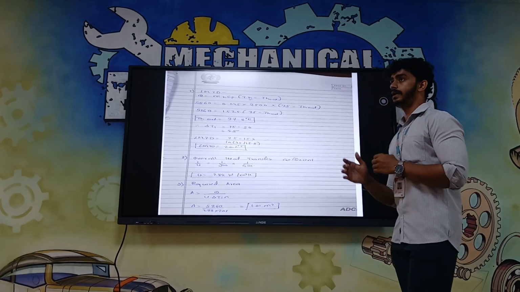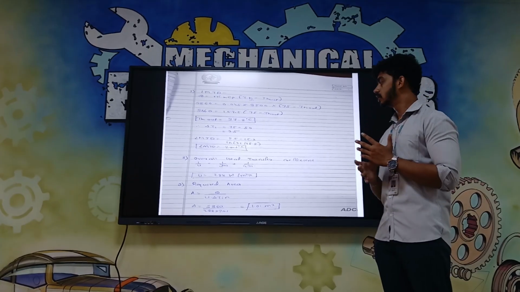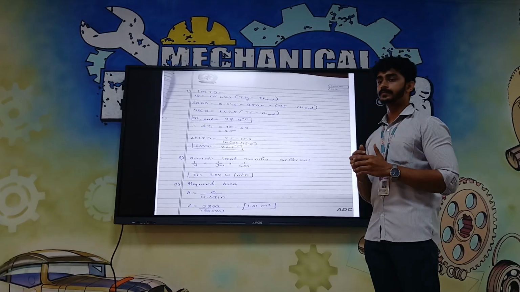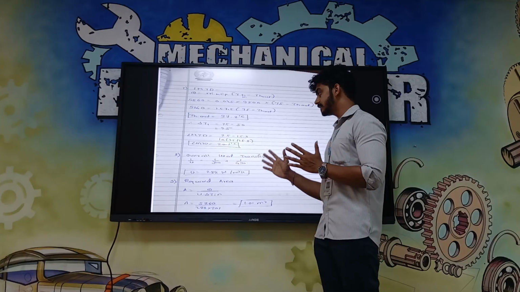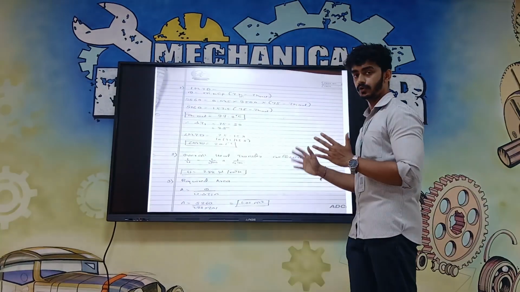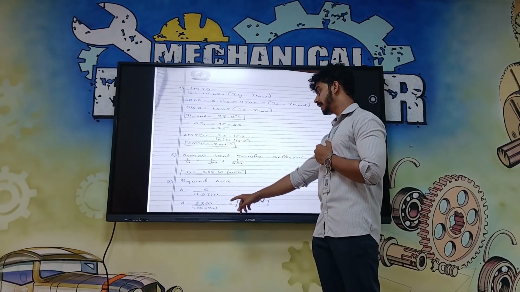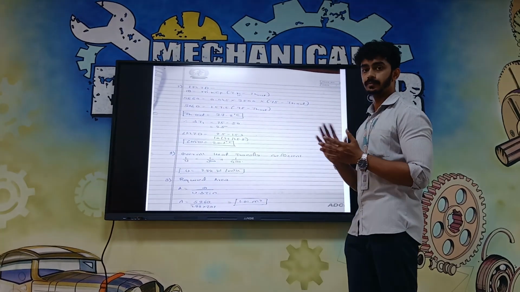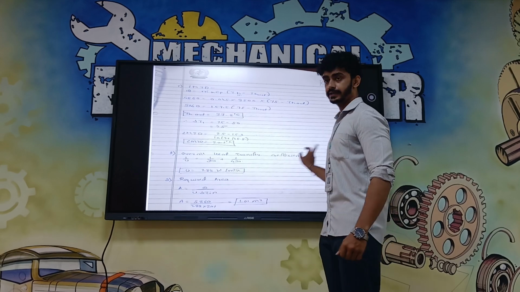We now have to find the required area, as we have to make a heat exchanger. So we have to calculate and suggest a required area. The required area is A equal to Q divided by U into delta T LMTD. The formula becomes 5860 divided by 288 into 20.1. So the required area here is 1.01 meter square.